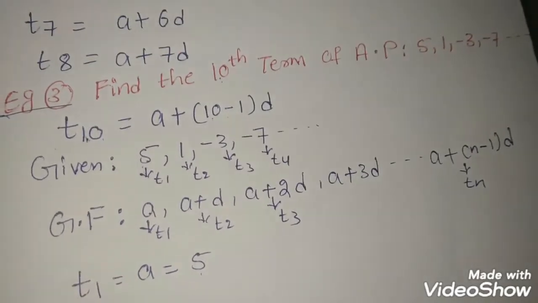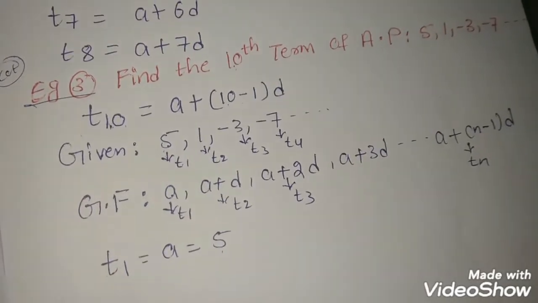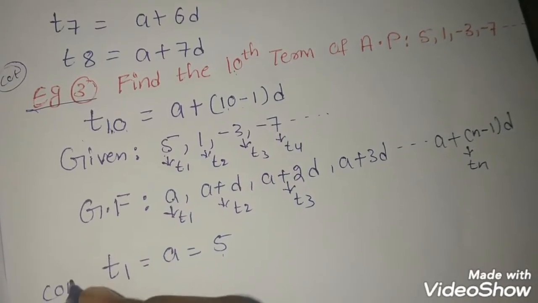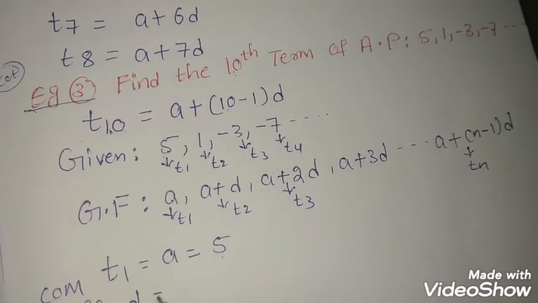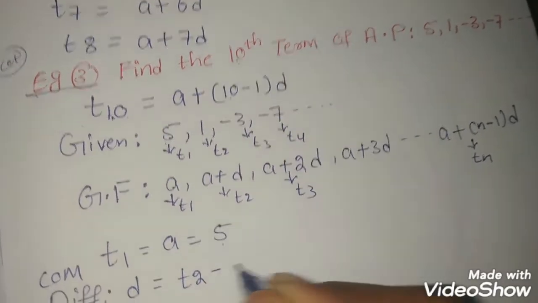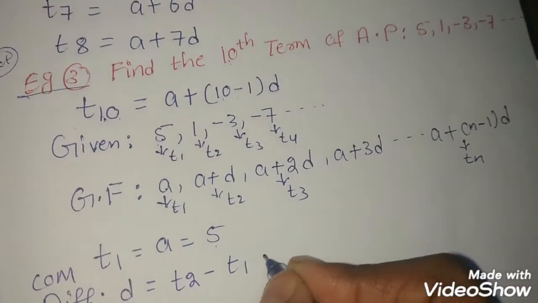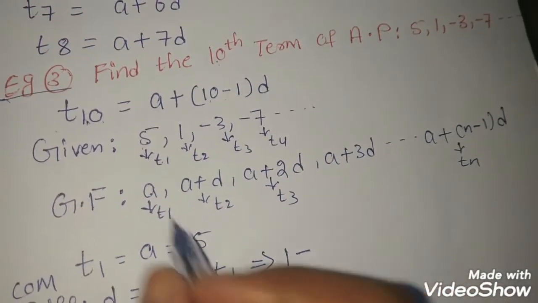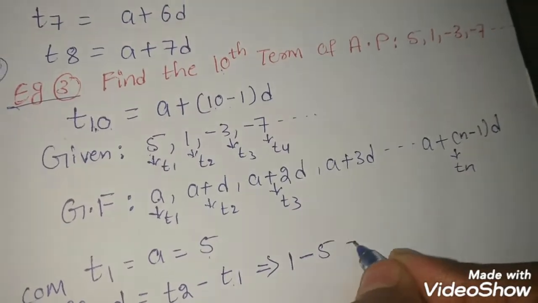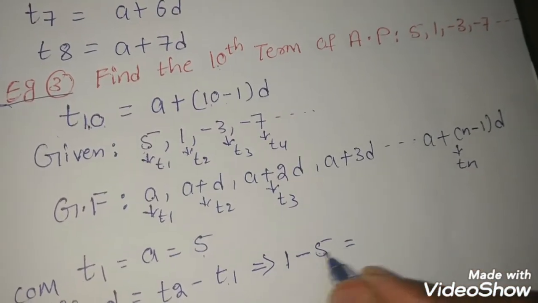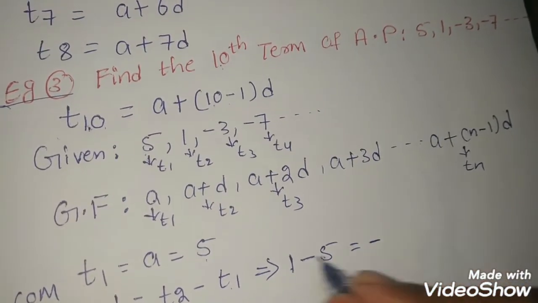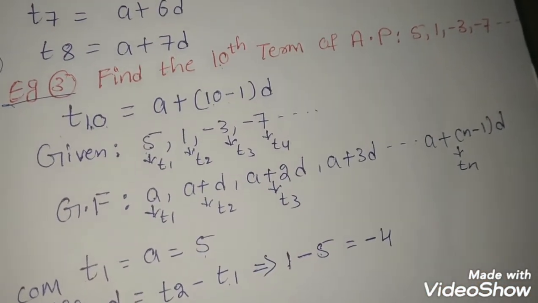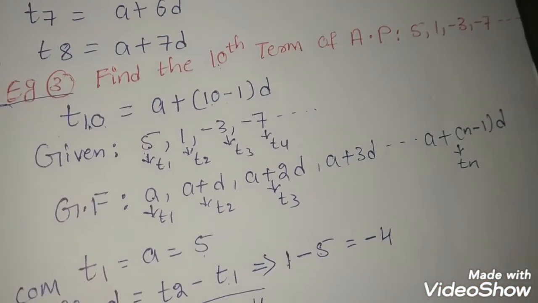Understand? So now we have to find the common difference. That is D is equal to T2 minus T1. What is T2 here? 1 minus T1, 5. 1 minus 5. See, 1 is smaller than 5, then we get a negative sign. 1 minus 5 is minus 4. Our difference D is equal to minus 4.